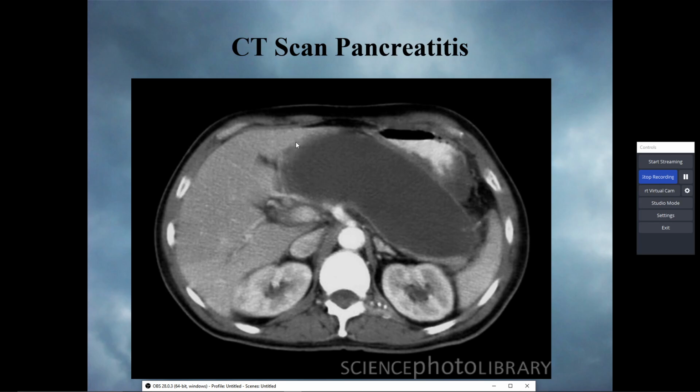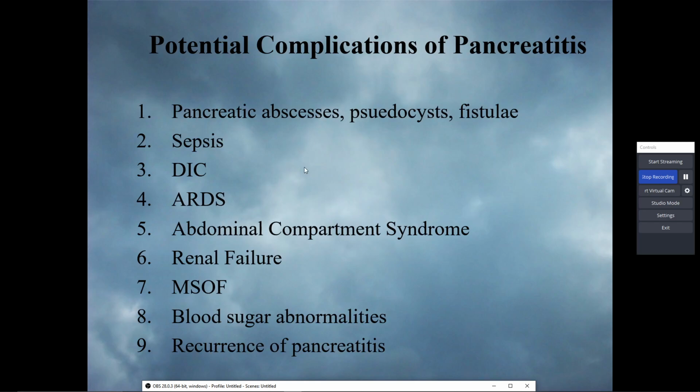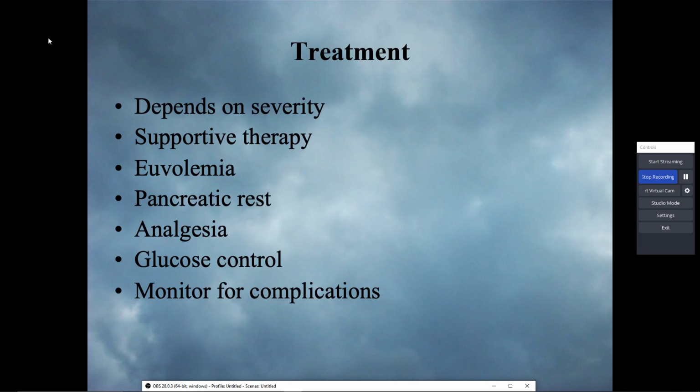Look at all that pressure right there. Hard to see sometimes. Complications of pancreatitis you should be familiar with: pancreatic abscesses, pseudocysts, fistulas, sepsis, DIC, ARDS, abdominal compartment syndrome because of increased abdominal pressure, renal failure, multisystem organ failure, blood sugar abnormalities, recurrence of pancreatitis. Many people who are pancreatitis patients, if they have an exacerbating cause not related to infection, chances are, without lifestyle modification, they will be back in again for the same exact issue.